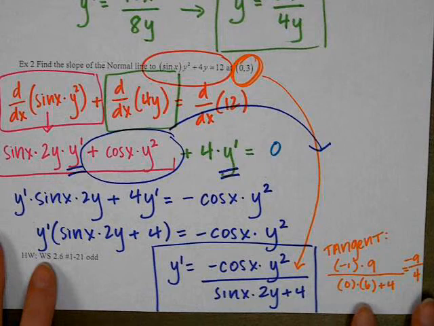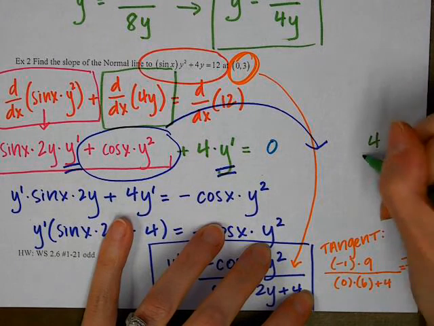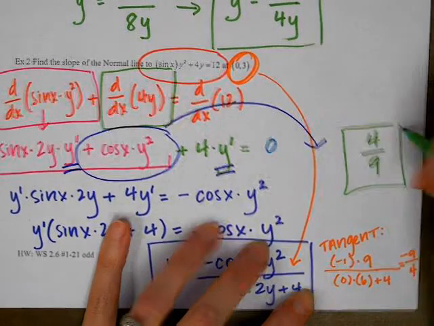Oh, you can't see that. Okay, so that's the slope of the tangent line. Therefore, the slope of the normal line is the opposite reciprocal. So your final answer is positive 4/9.